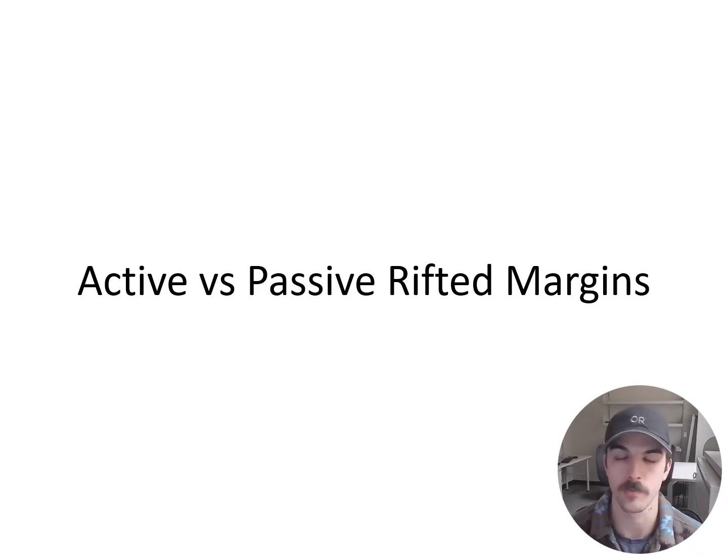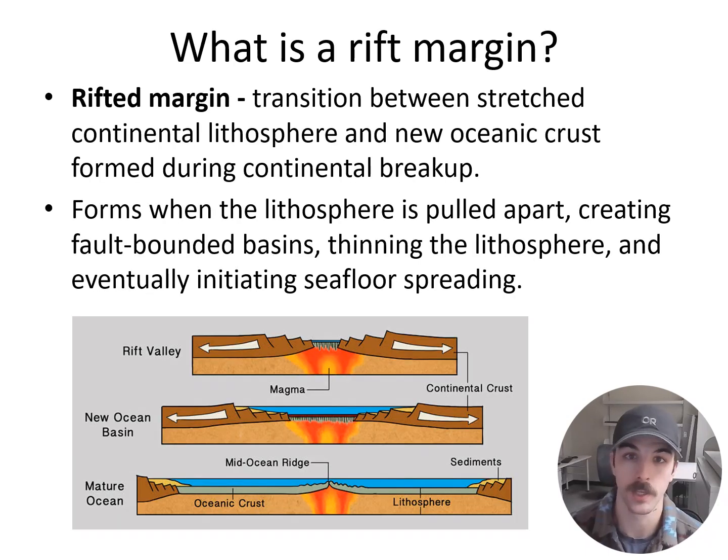Okay, active versus passive rift margins. Let's first start by defining what a rift margin is. One definition of a rifted margin is the transition between stretched continental lithosphere and new oceanic crust formed during continental breakup. Now, this is by no means a fully encompassing definition. It's rather simplistic, but I think it fits the scope of this video pretty well.